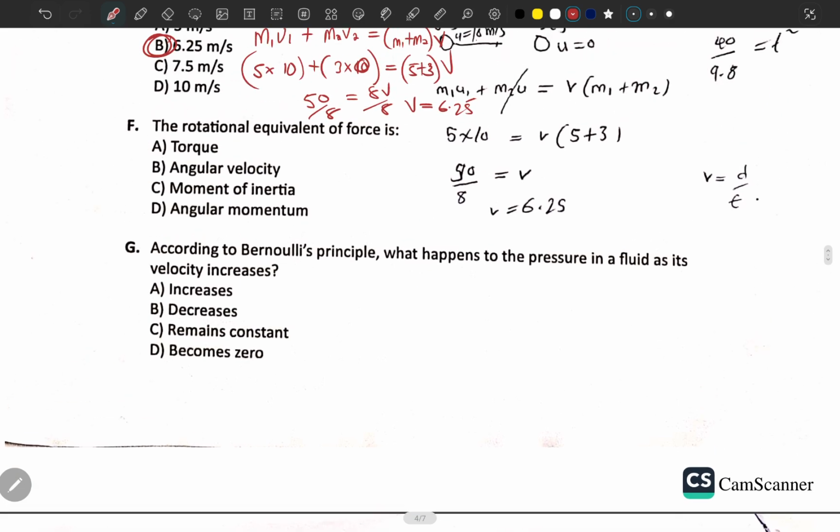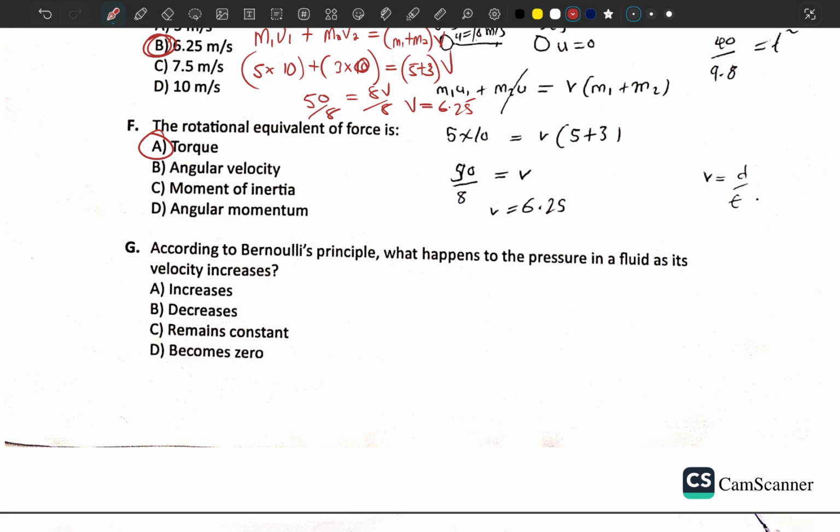The rotational equivalent of a force is torque. Remember how we call it moment of the force, but when it comes to rotational motion, there's also moment taking place there, but we call it torque.